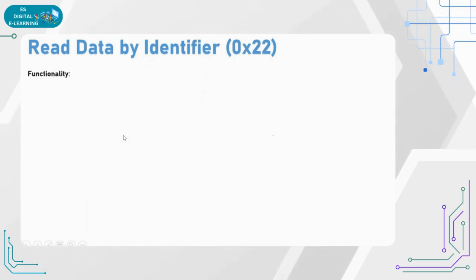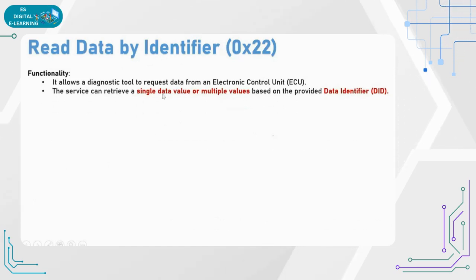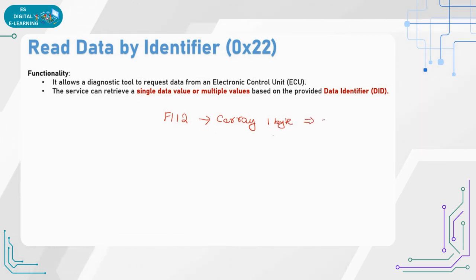The main functionality of read data by identifier is reading the data from the ECU. We can read a single data value or multiple data values. Whatever the data identifier defines, we can read that data. For example, F112 carries data of 1 byte, and that 1 byte is 01.